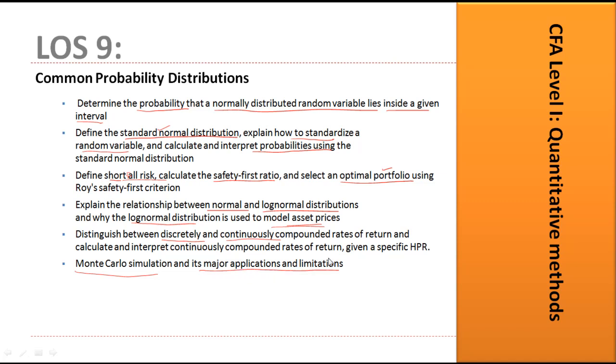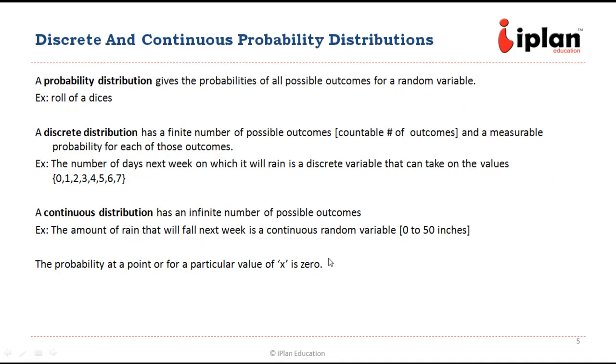So let us start with the first topic, which is discrete and continuous probability distributions. Let me explain what is probability distribution. This is a distribution function which tells us the probabilities of all possible outcomes for a random variable.